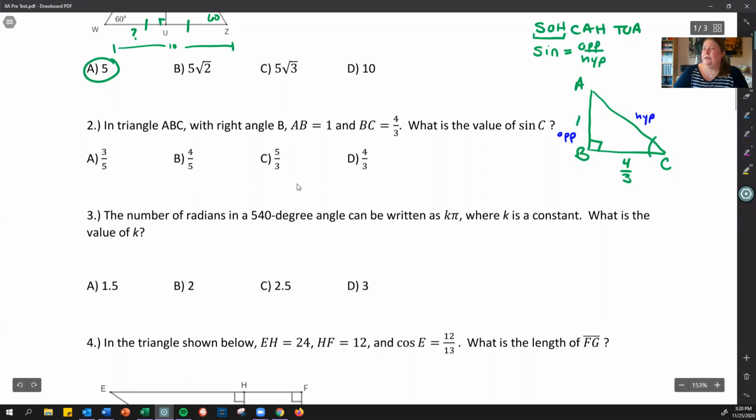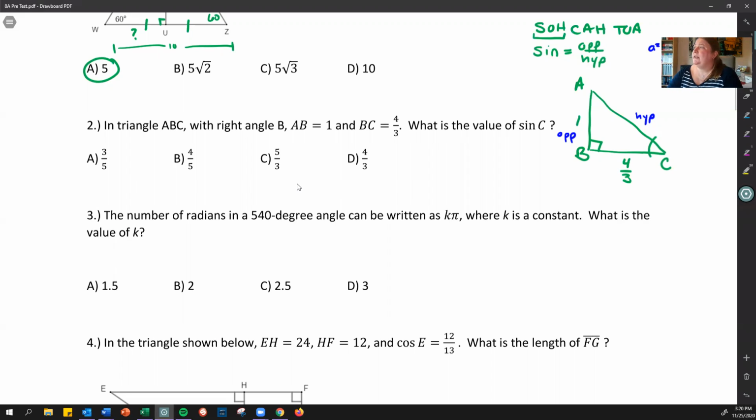It looks like I don't know what the hypotenuse is, and I need to figure that out in order to solve this problem. I can figure that out because we can use the Pythagorean theorem here. So my two legs are 1 and 4/3. My hypotenuse is my question mark. So let's start with a squared plus b squared equals c squared, and then we'll come back and get the sine after I have this part figured out.